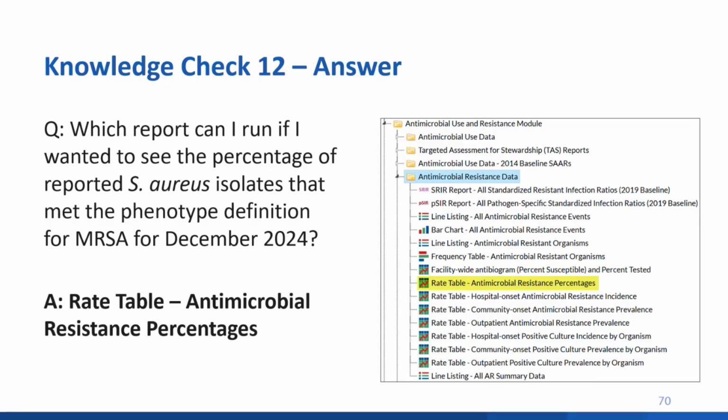Okay. The answer is rate table, antimicrobial resistant percentages report. This report displays the total number isolated, total number tested, total number resistant by month. Using this information, the report will display the percentage of organisms that tested non-susceptible or resistant to certain antimicrobials for each defined phenotype, including MRSA.